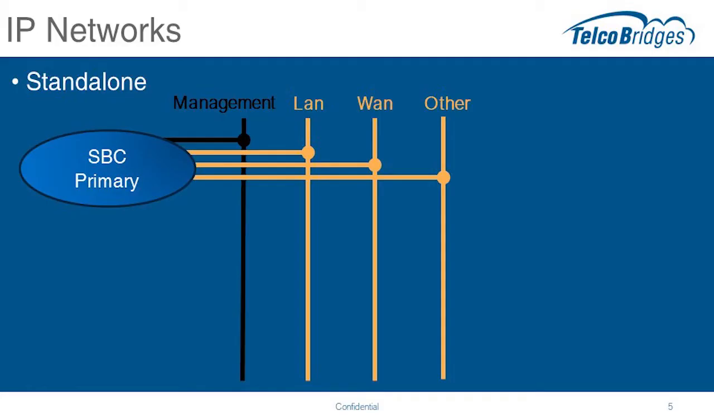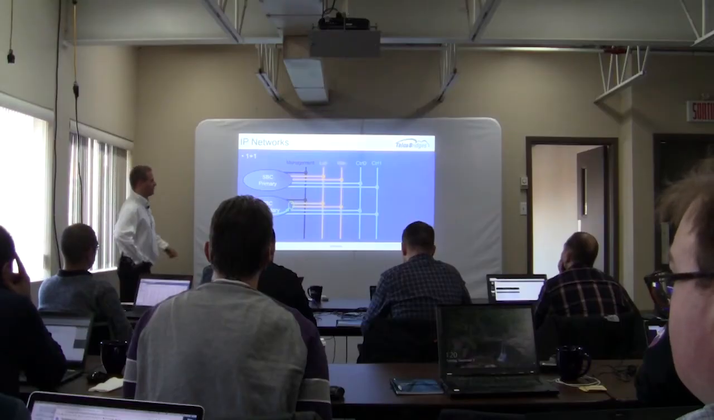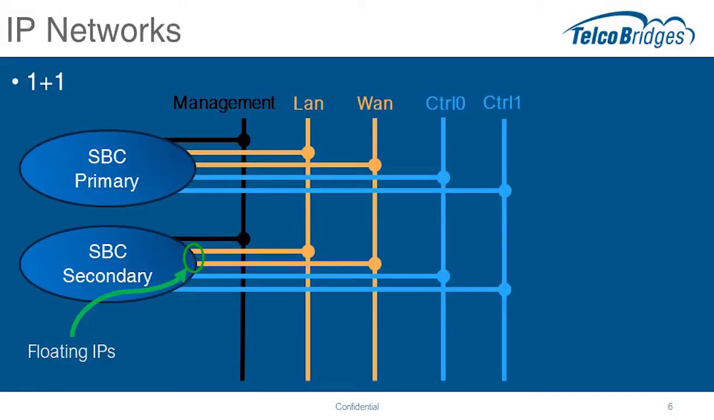Alright, so we saw this before, right? If you have a standalone SBC, you have management, LAN 1, and maybe other LAN 1 interfaces for other purposes. If you have a 1+1 system, then you need to have two more networks, control 0 and control 1, between the two SBCs. They will talk to each other.